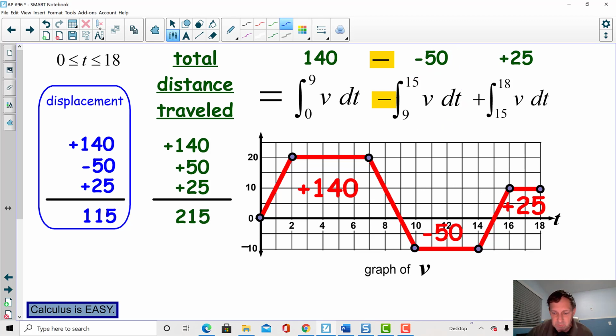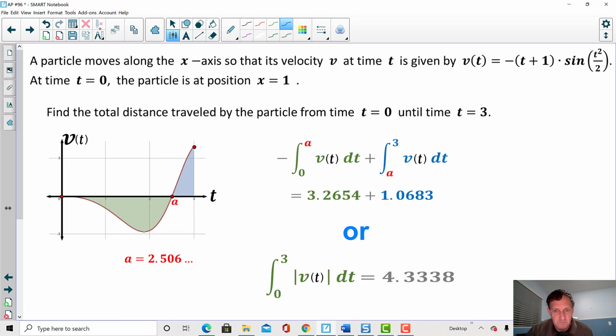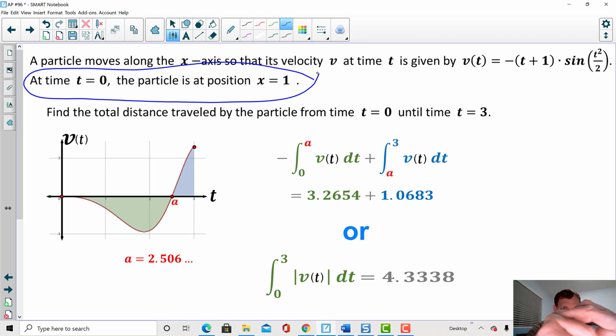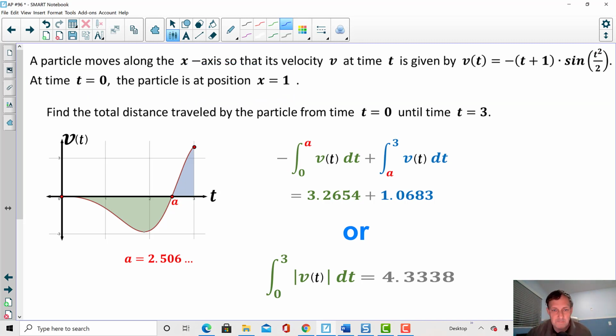Okay, now we're going to do an actual example. This is one of the examples from our homework. We have this velocity function right here, and I went ahead and drew the graph of it. You'll notice that it does give us a starting position when t is 0. We're starting on the x-axis at x equals 1. We don't really need that for what we're doing in this question. So that's just extra information that might be used for part B or part C or something like that. What they want us to find out is what is the total distance traveled by the particle from t equals 0 to t equals 3.